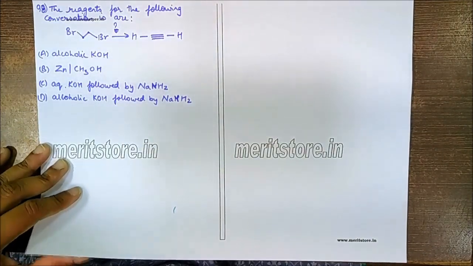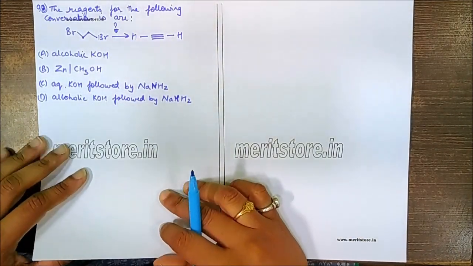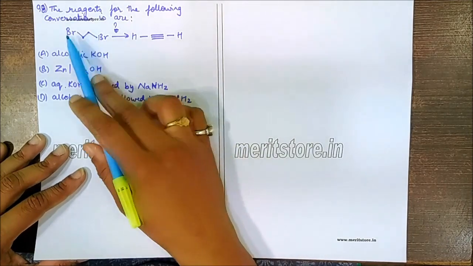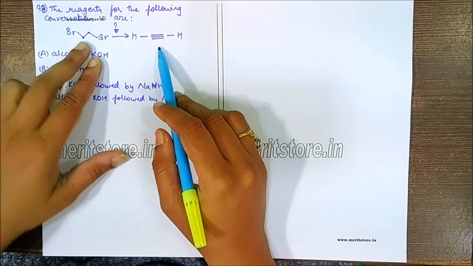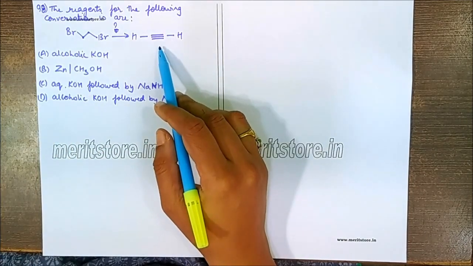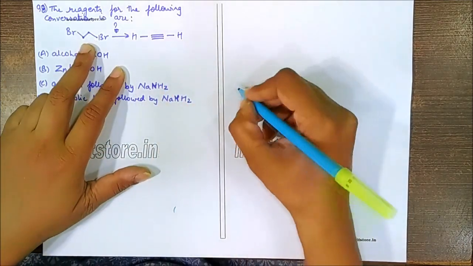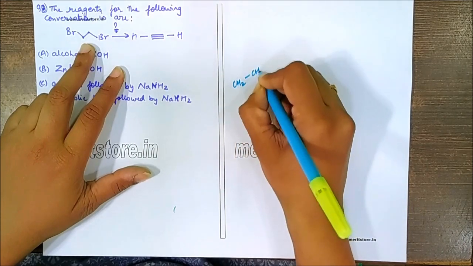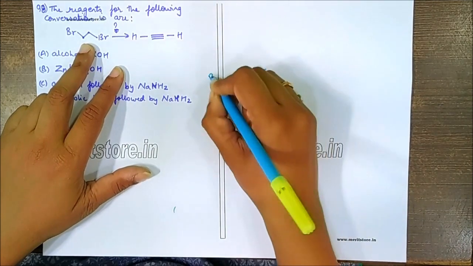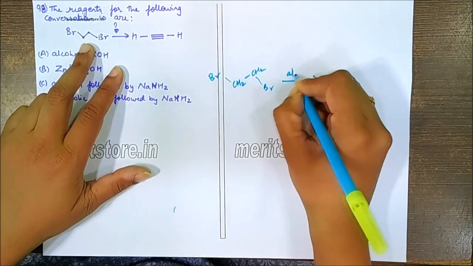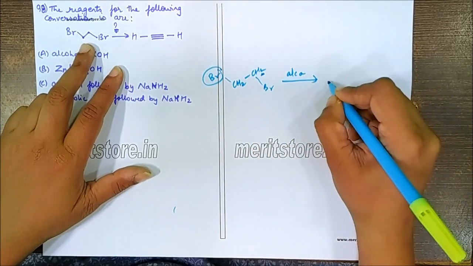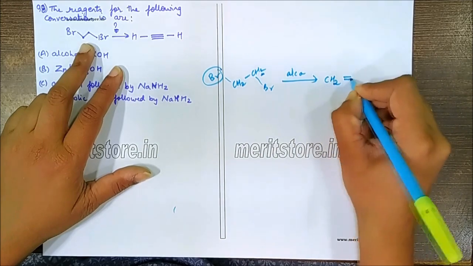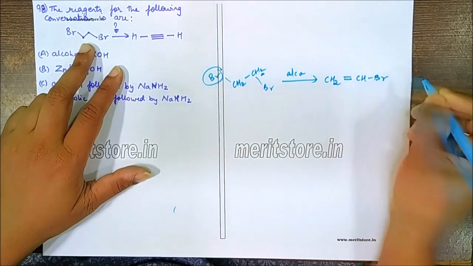Question number 8. Reagents for the following conversion. We can see there is a dibromo compound which has been converted into an alkene. If you allow this dibromo compound, CH2, CH2, Br, Br, to react with alcoholic KOH, let's say Br from this is lost, then H from this will be lost. So we'll get CH2 double bond CH, Br.